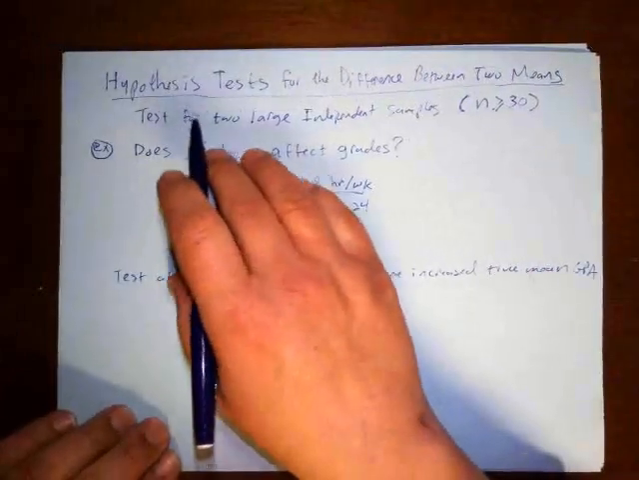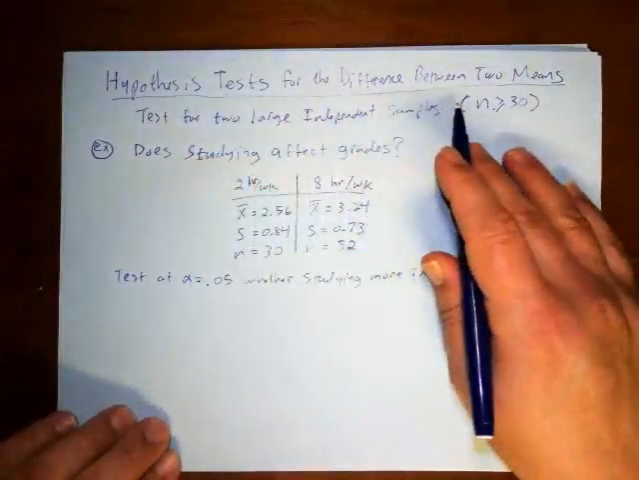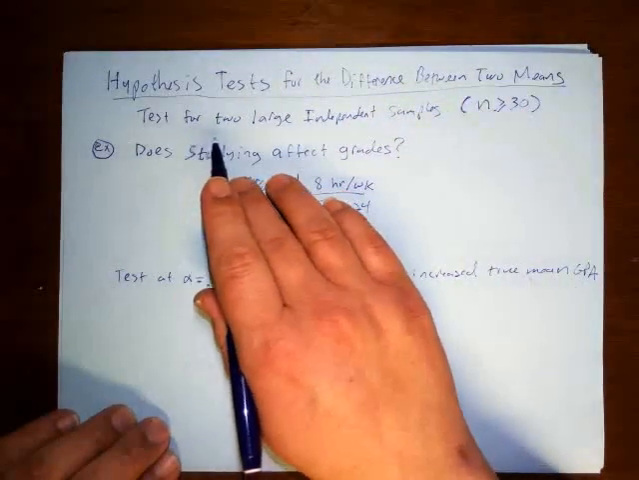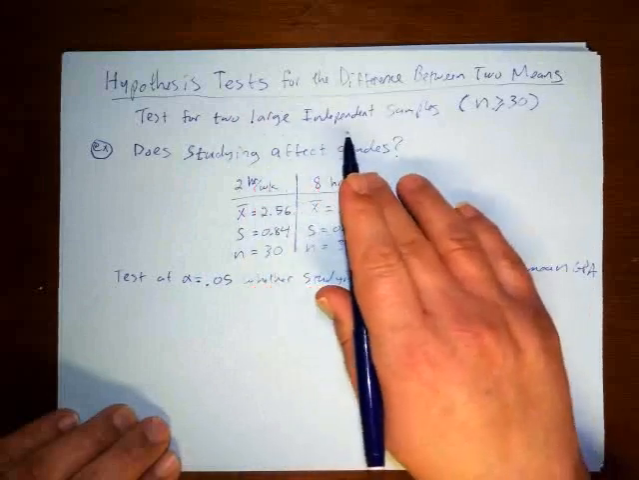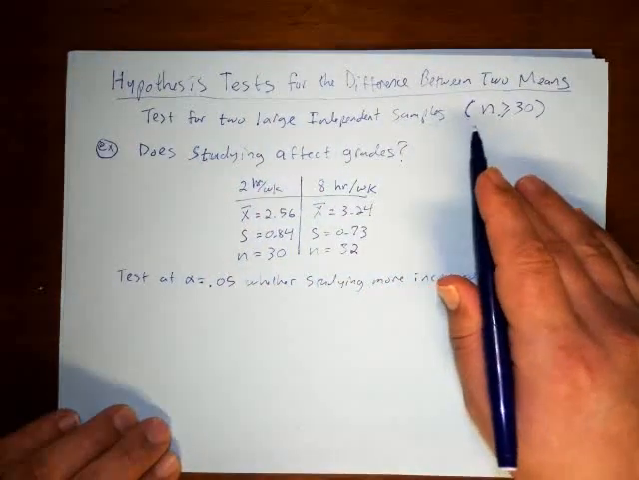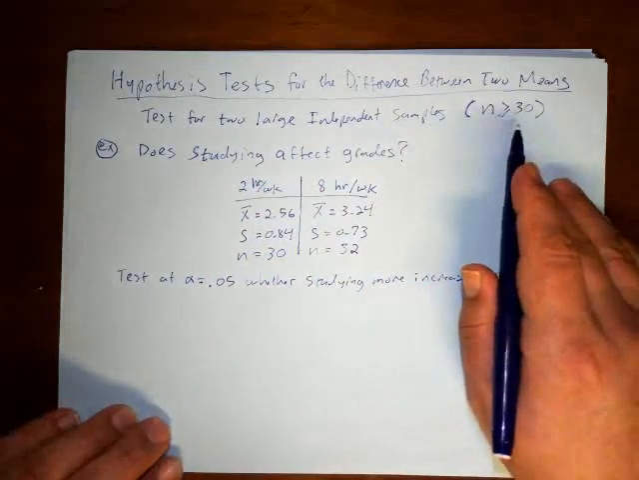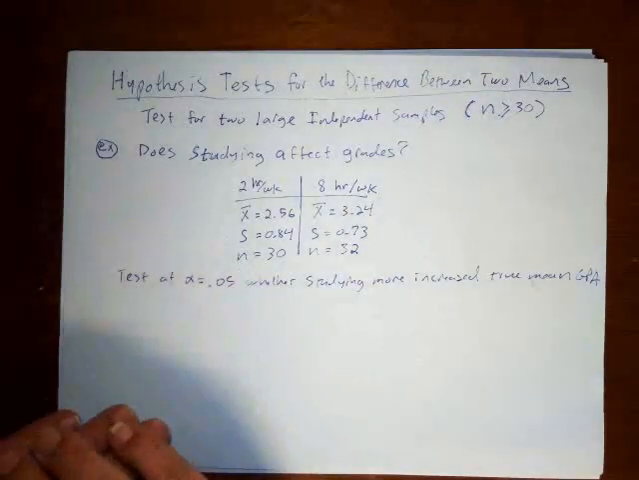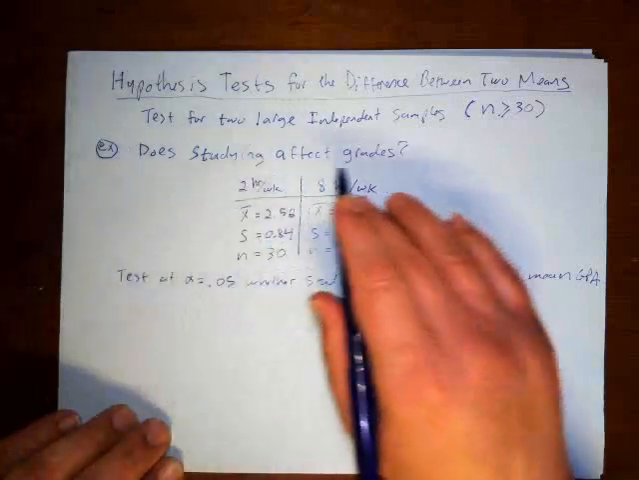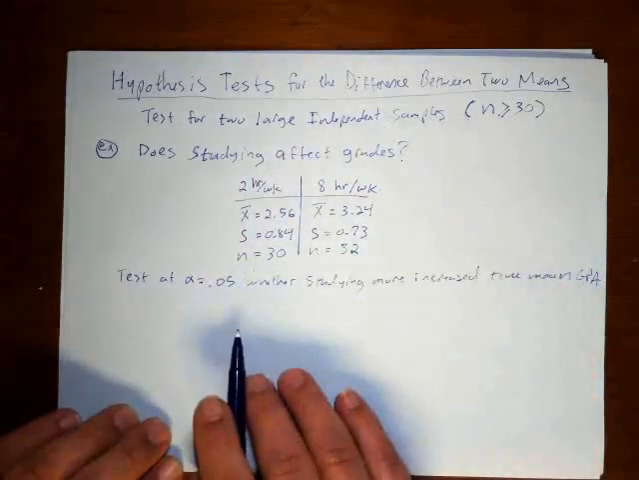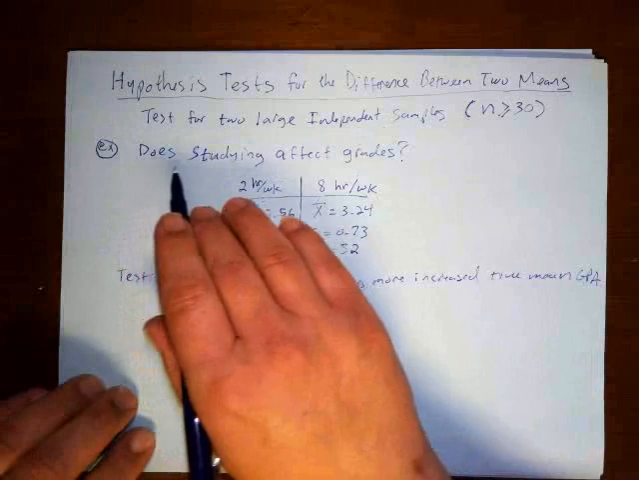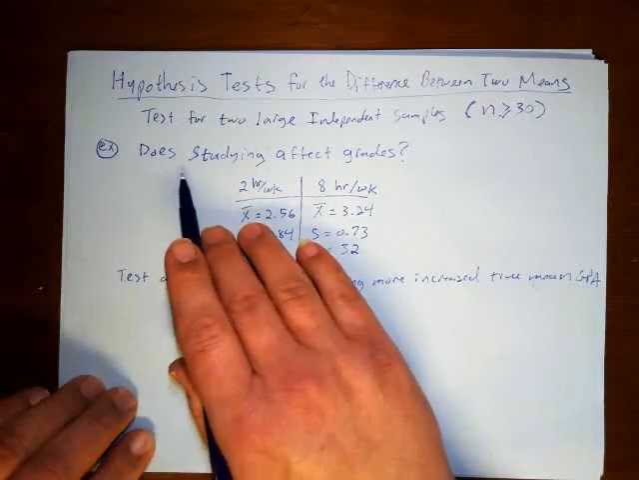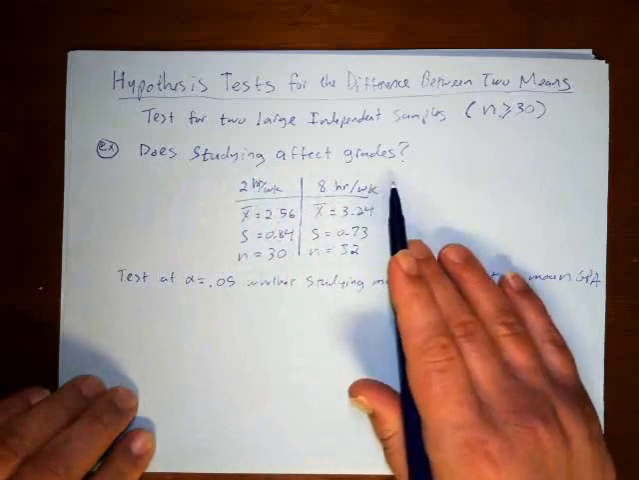So this is the hypothesis test for the difference between two means, and these are going to be tests that have two large independent samples, and by large I mean n greater than or equal to 30. I'll explain what independent means here in a minute, but let me just give you the example. It says here that there's a study that wants to know, does studying affect grades?